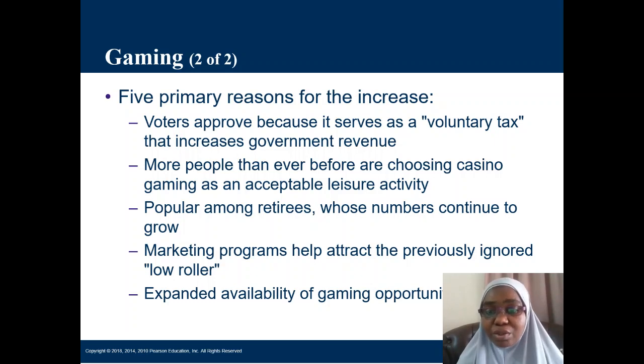It's popular among retirees whose numbers continue to grow. So many retired people are resorting to gaming as well. Marketing programs help attract previously ignored low rollers. It was initially low rollers, but later on, marketing improved, and so many people also became aware of gaming, and they are now involved in it. And lastly, among the reasons for the increase in gaming is the expanded availability of gaming opportunities. There are so many casinos, and you can even get games for household use and so on. People can even travel for gaming purposes, whether to watch or to participate. So these are the reasons for the increase in gaming.